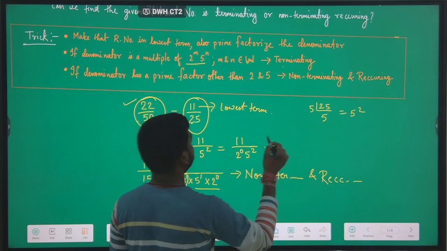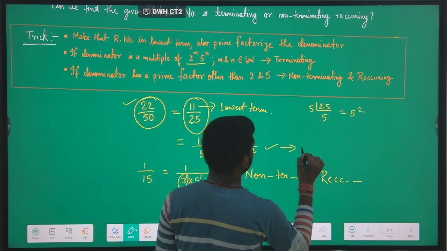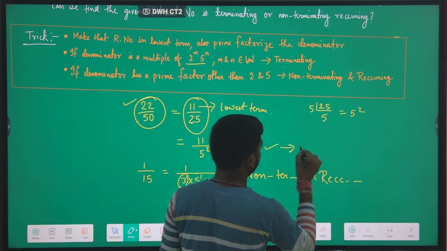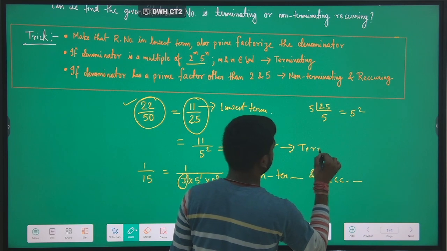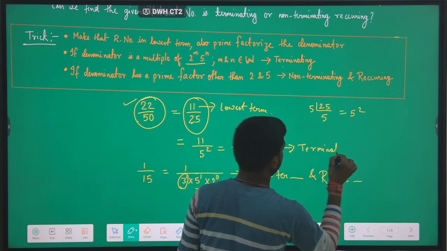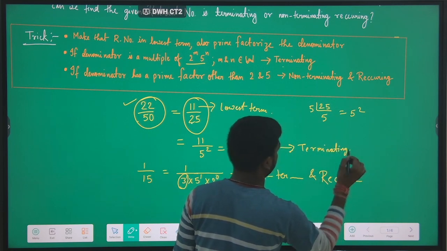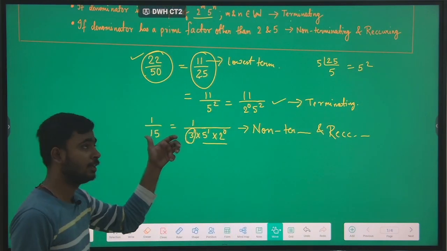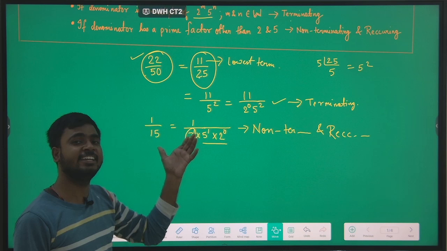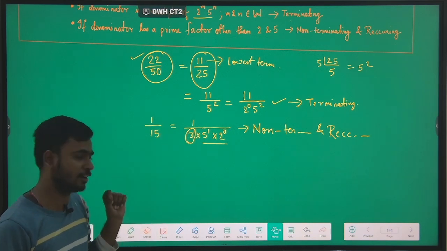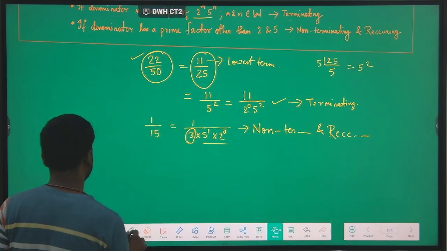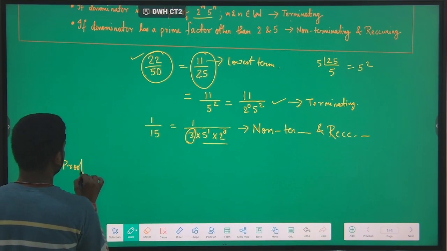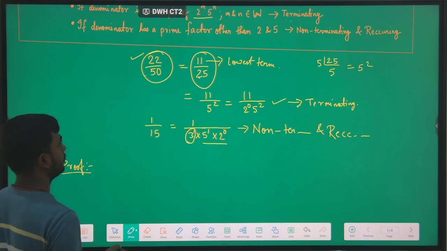Also, we have said that this rational number will be terminating. Let us check whether it is true or not. If it is true, then for any case we can take this as a fact. So we are checking whether it is true or not.